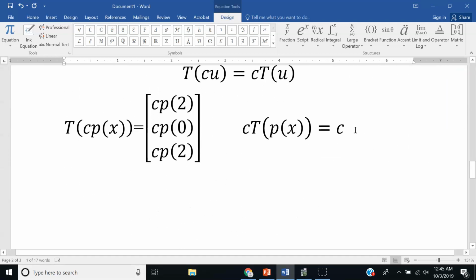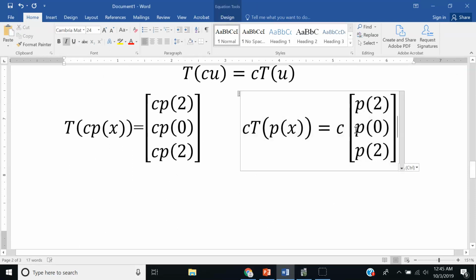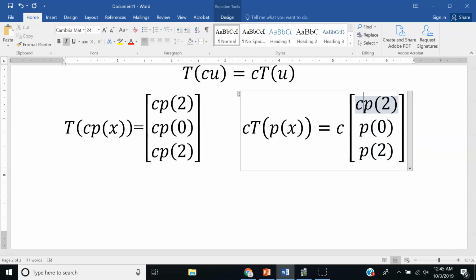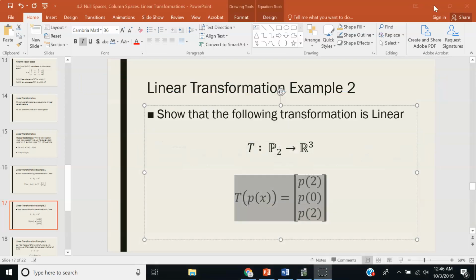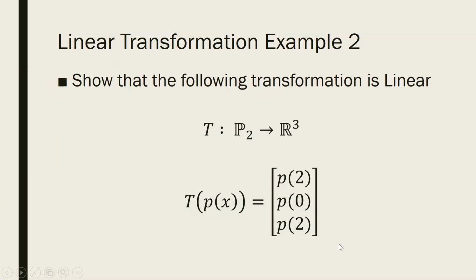So we take the scalar, multiply it times that vector, and sure enough, that scalar is just going to multiply n times each piece. Scalar times polynomial, scalar times polynomial, scalar times polynomial, times the resulting number. So sure enough, this preserves scalar multiplication too. So since we preserve addition, since we preserve scalar multiplication, this transformation is in fact linear.